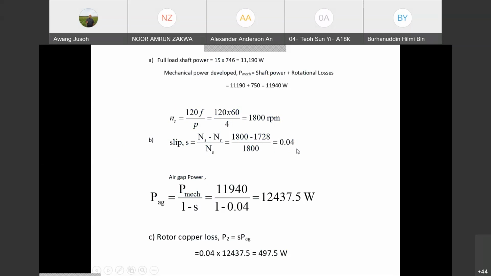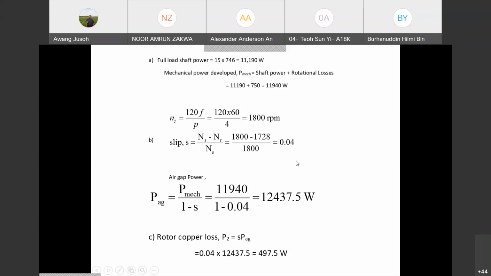Alright. And the slip speed, how much is the slip speed? Slip speed is just the subtraction. That means we have here 72 RPM. 1,800 minus 1,728, you get the slip speed, which is 72 RPM. And this is the slip, 4% or 0.04.